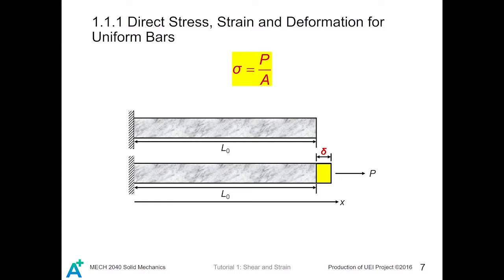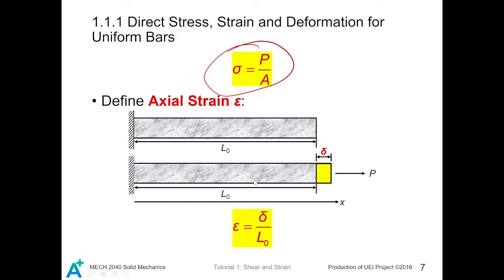So we know that the normal stress is given by P divided by A. We will define some quantities in order to proceed. So we will define the axial strain. What is axial strain? It is called epsilon. So epsilon equals delta divided by L naught, where L naught is the original length of the material under no load. When there is no load applied, the original length is L naught. So epsilon is just the amount of deformation divided by the original length L naught.